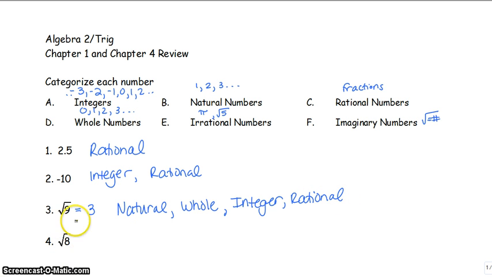Now when we look at the square root of 8, that's not a perfect square, that's about 2.83, and that's rounded, which means that the only category it's going to fall into is the irrational category.